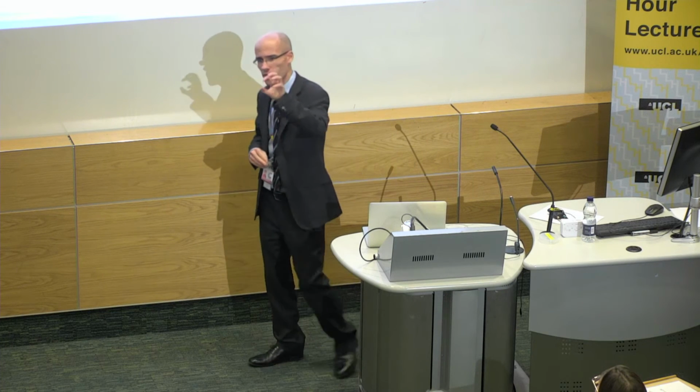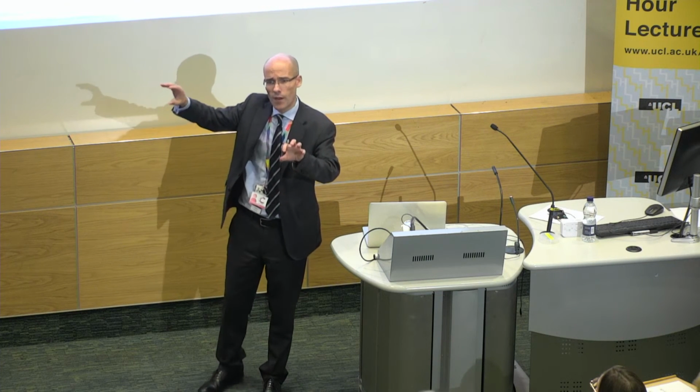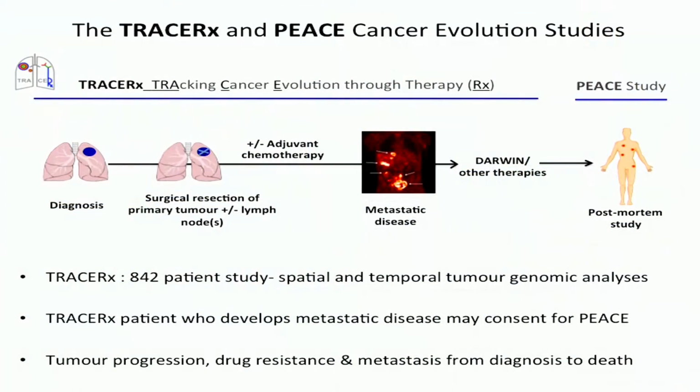death. And the idea is that we are multi-region sequencing 842 patients with non-small cell lung cancer and understanding how their disease evolves and adapts through treatment and ultimately in about half of cases, sadly, to death. Because we need to understand where the lethal subclone is coming from and how it's seeding recurrence and ultimately death at metastatic sites. And we have an autopsy program called PEACE that patients we hope will consent to, and indeed some already have, that will be able to acquire multiple metastatic samples to understand how that evolved from the primary tumour.